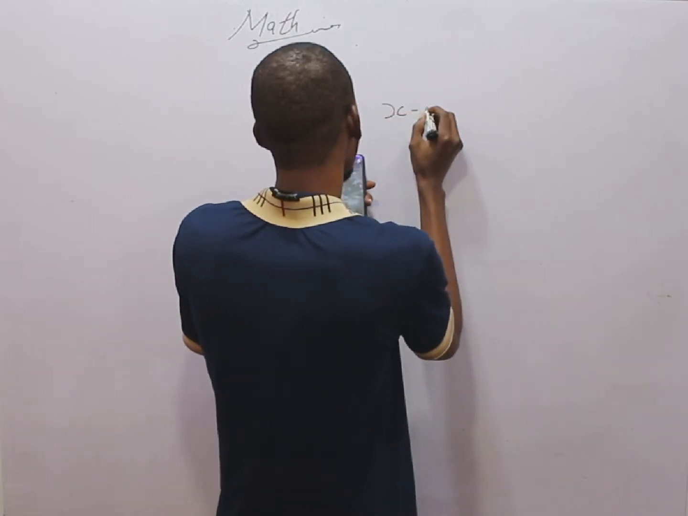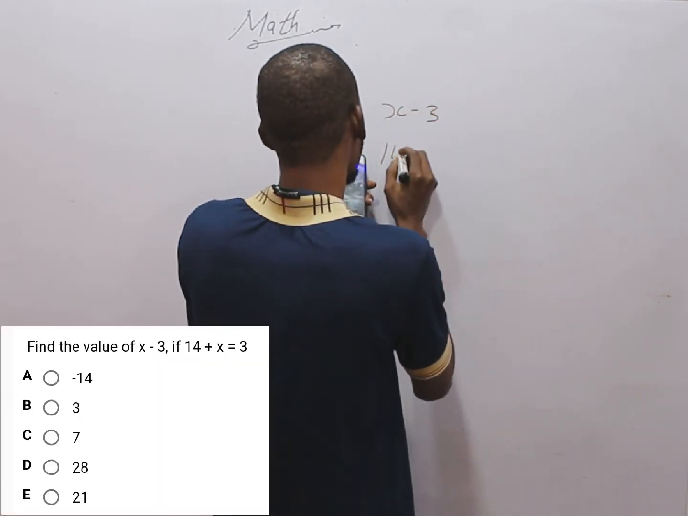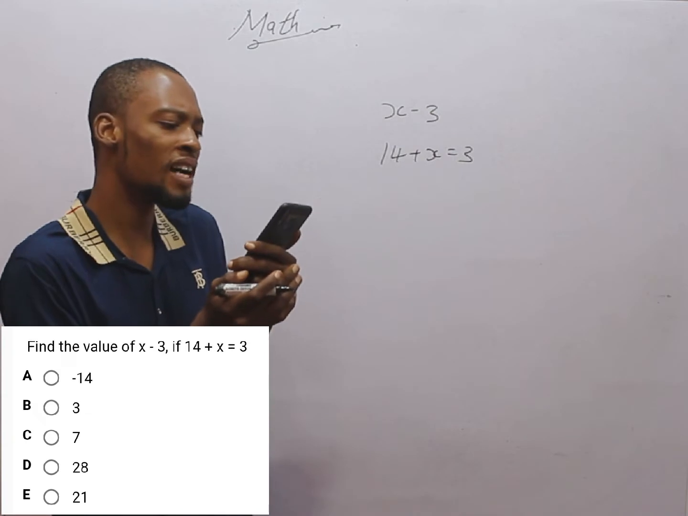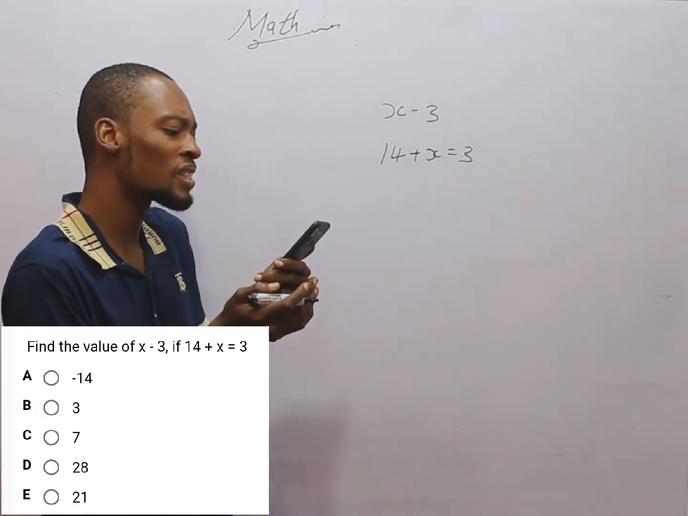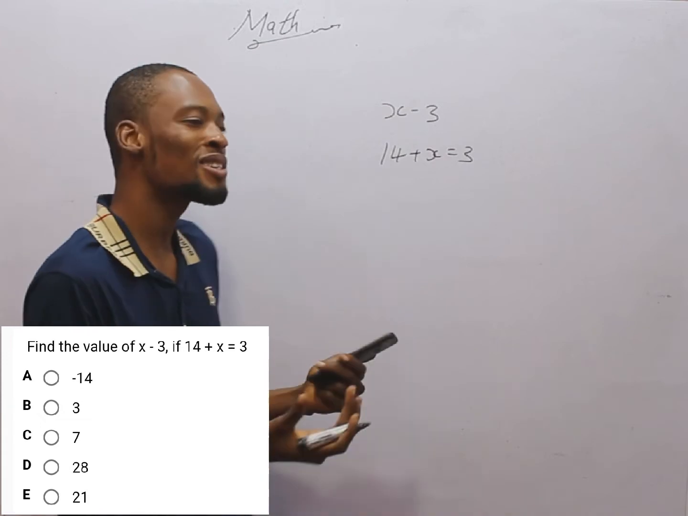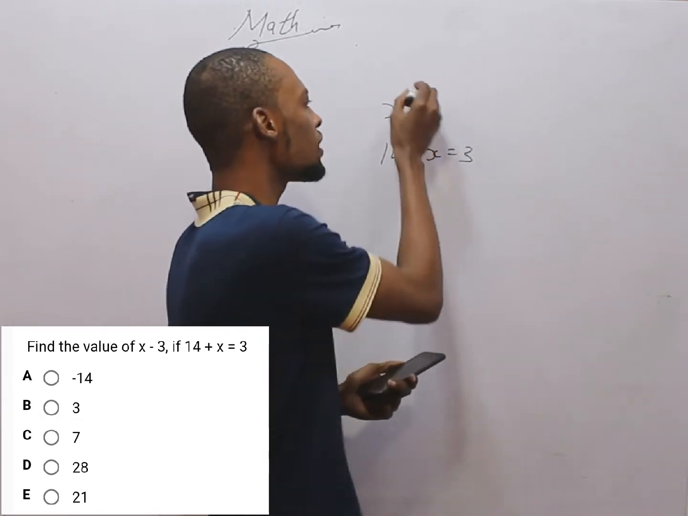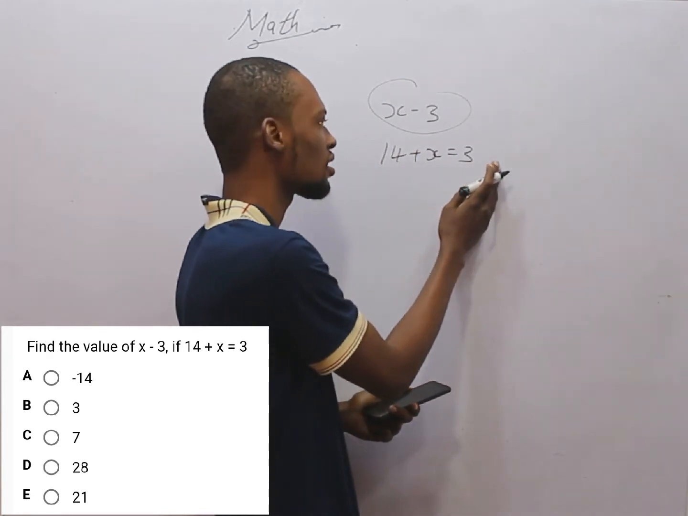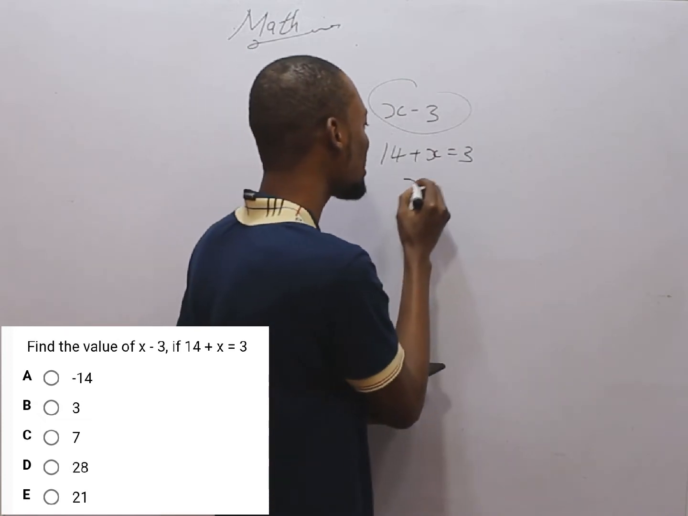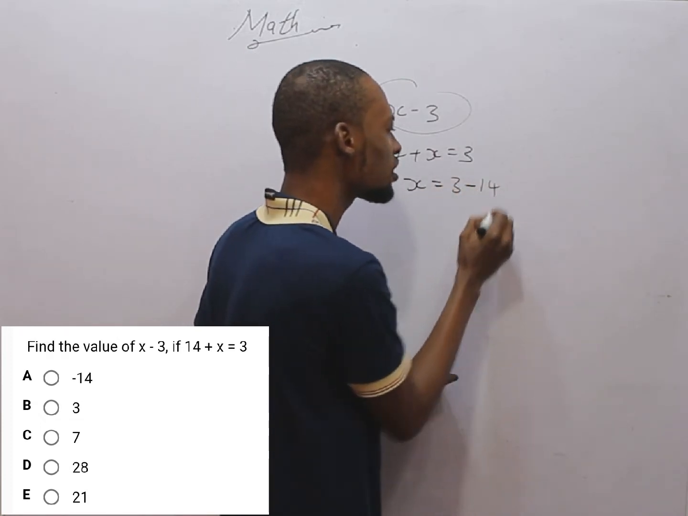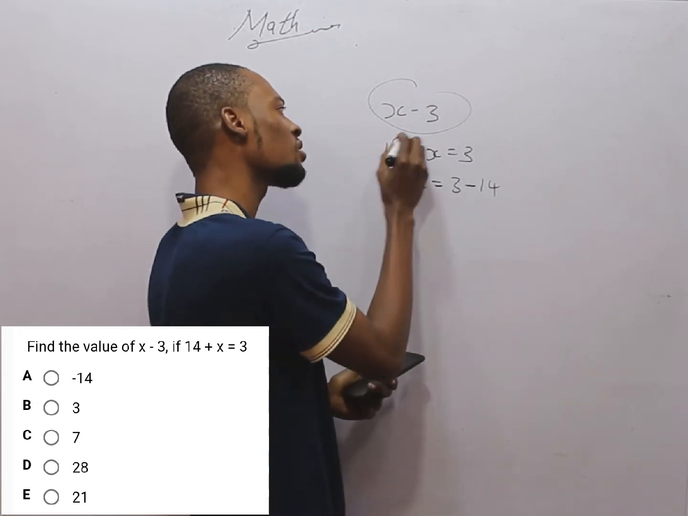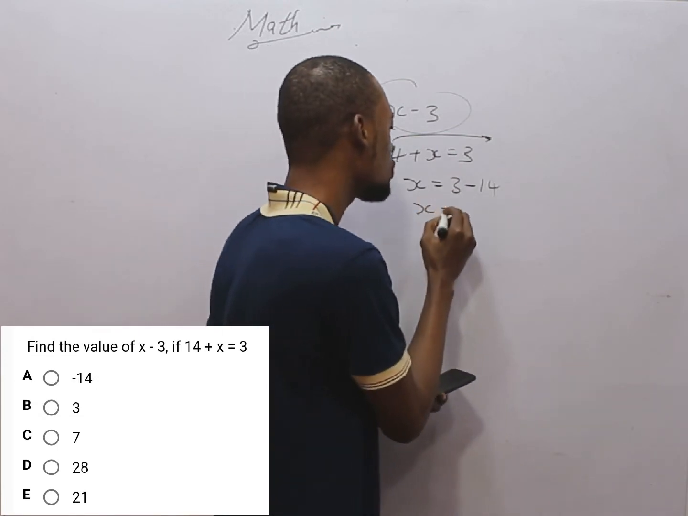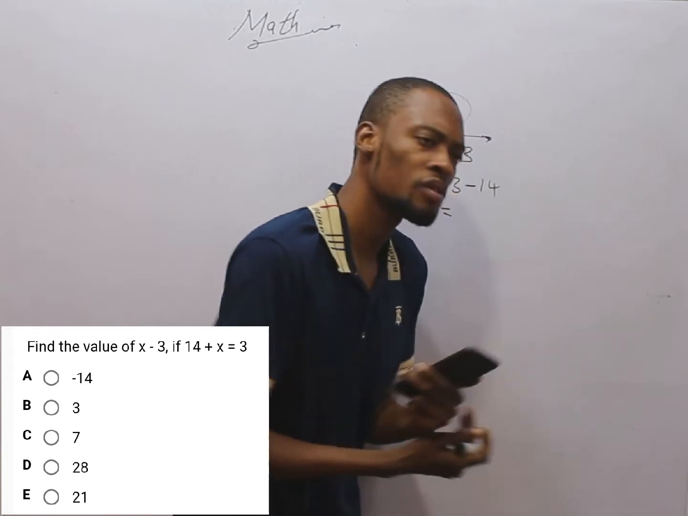Find the value of s minus 3 if 14 plus s is equal to 3. What you do here is simple. Leave this part and focus on this. If 14 plus s is equal to 3, collecting like terms, s is equal to 3 minus 14. 14 is positive here. As it crosses the equal to sign, it becomes negative. Now, s is simply equal to what is 3 minus 14?